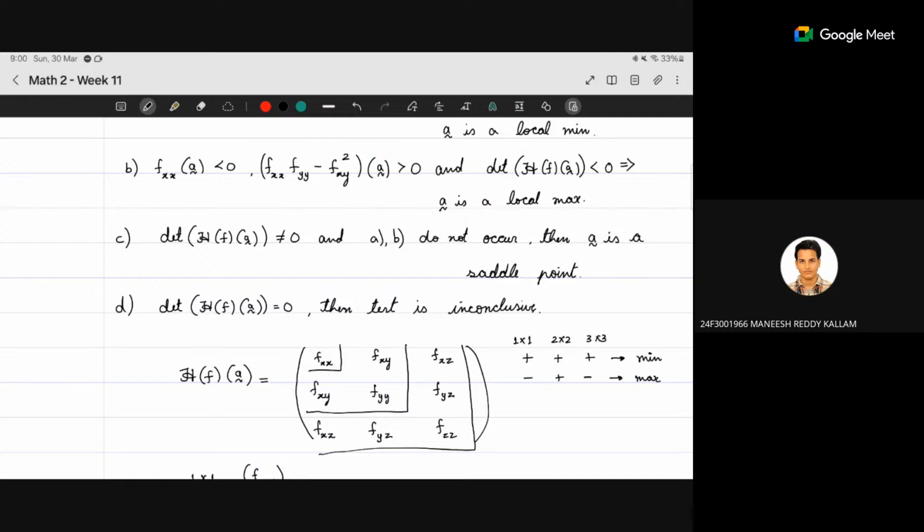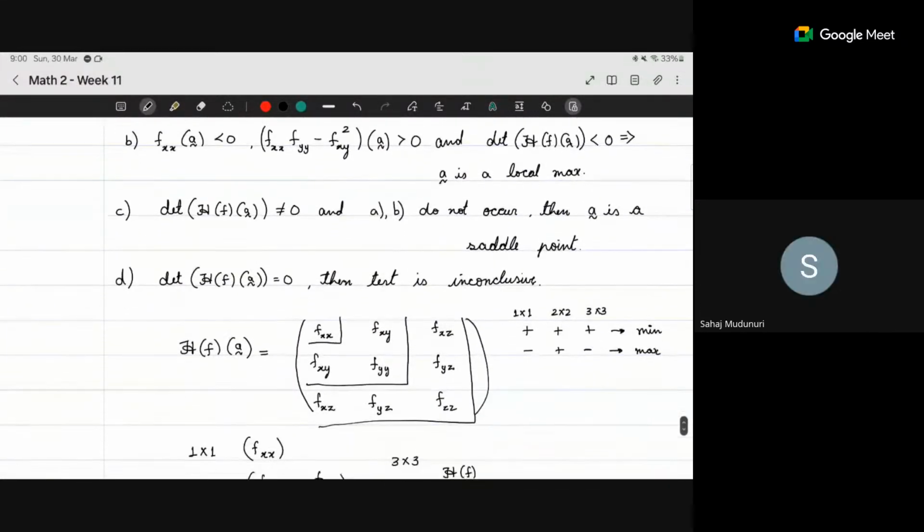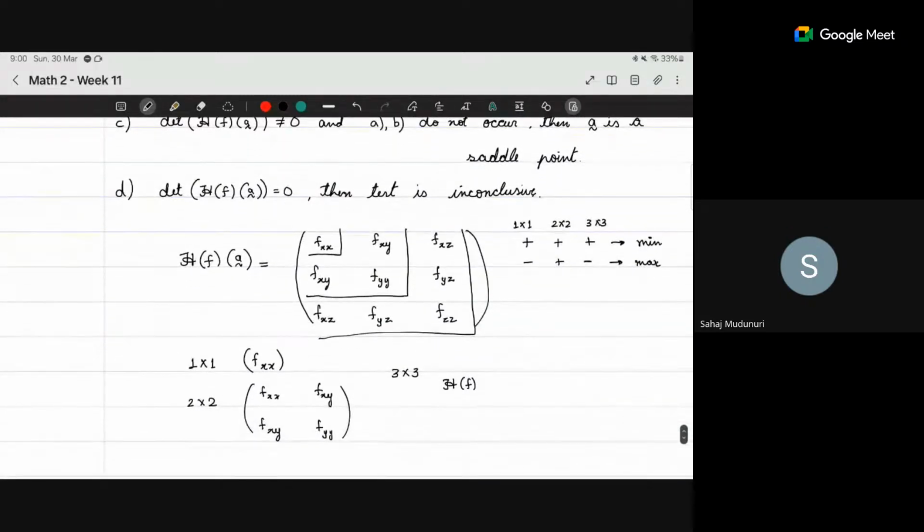But I'm thinking, are there functions for which the first two are zero and the whole determinant is non-zero? Once again, I cannot quickly come up with an answer for that. But well, the rules over here do say that if such a thing were to occur, it's a saddle point. Got it, sir. But does that actually occur? I'm not sure.